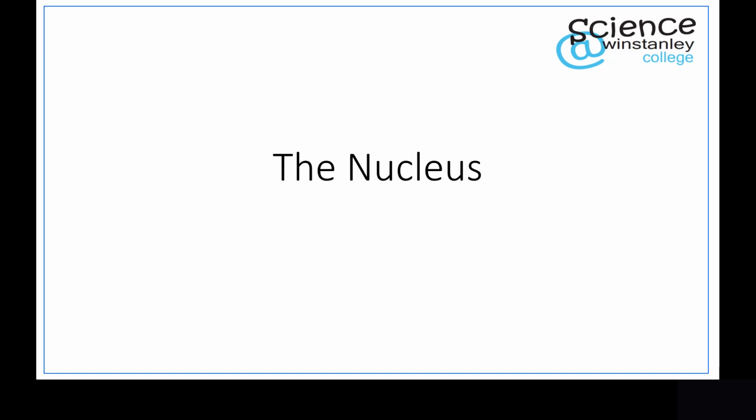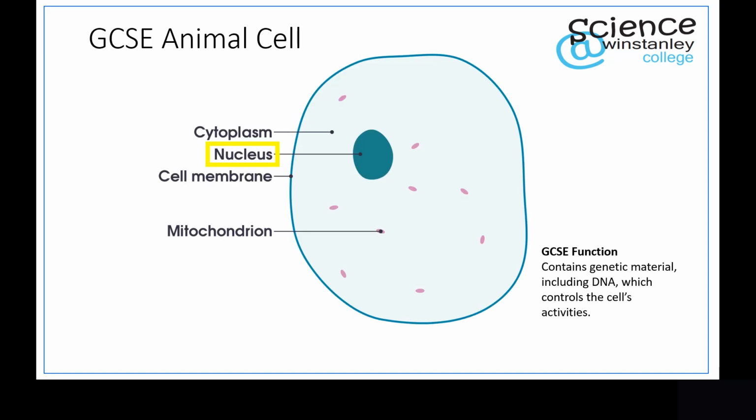This video is all about the nucleus. So let's start off by looking at the animal cell that you'll recognise from GCSE. So we often, at this level, draw an animal cell looking a little bit like a fried egg.